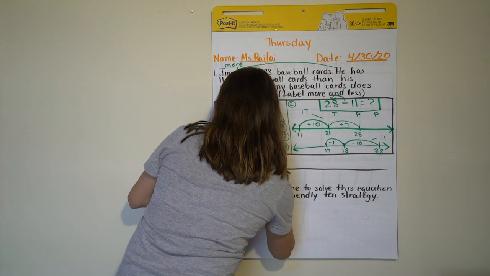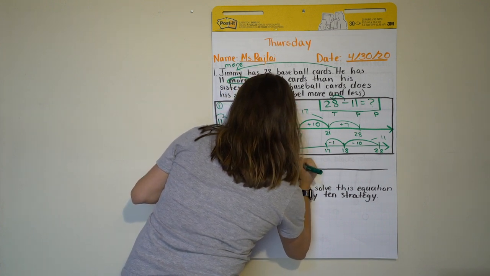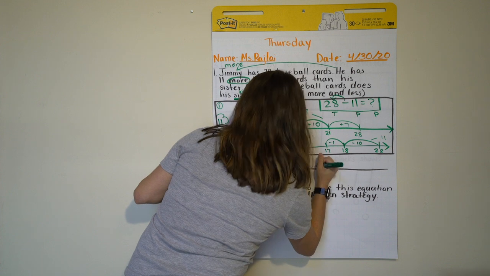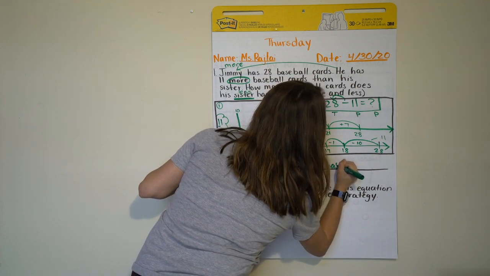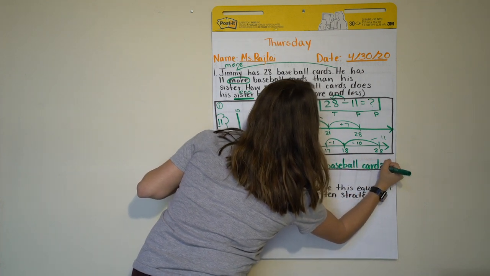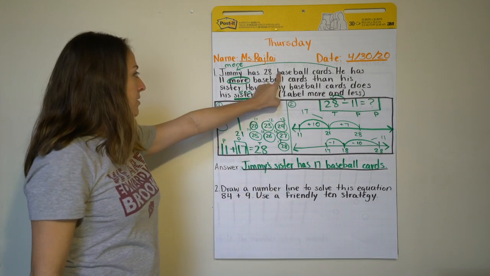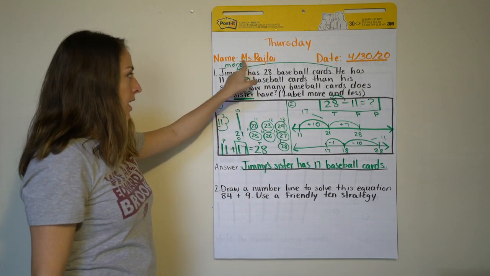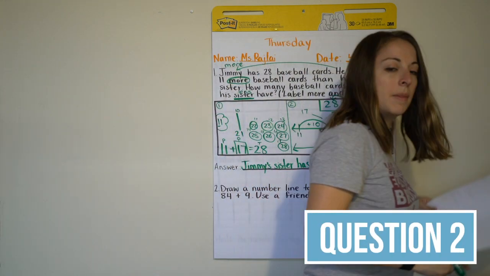Jimmy's sister has 17 baseball cards. She has less baseball cards than Jimmy. Jimmy has more. All right, let's go on to number 2.